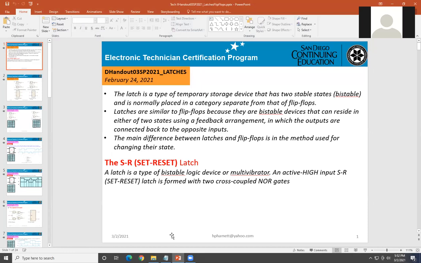Okay, so today we'll be starting with the flip-flop. That's not a chapter, this is a real chapter, and it will be needed for your lab for digital fundamentals. Okay, the latch is a type of temporary storage device.